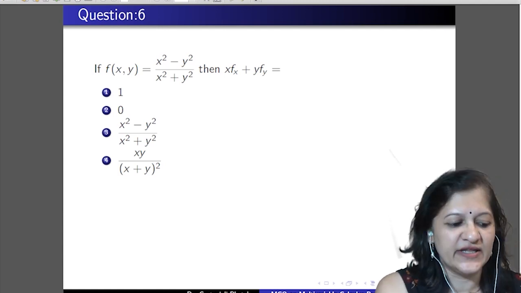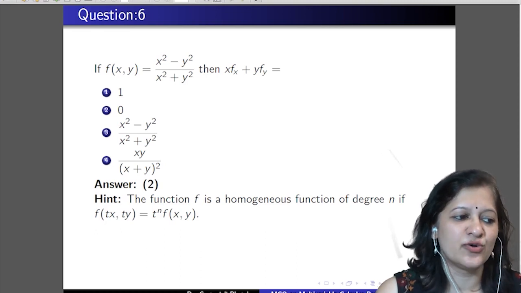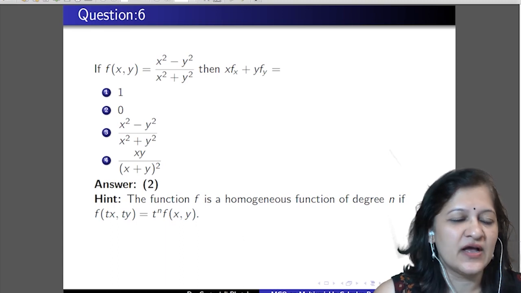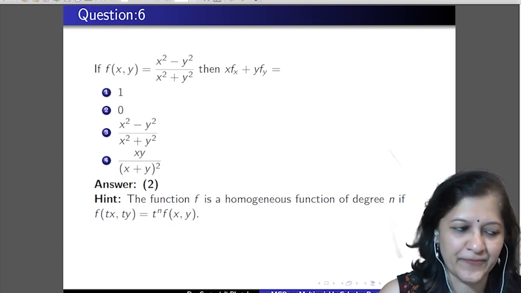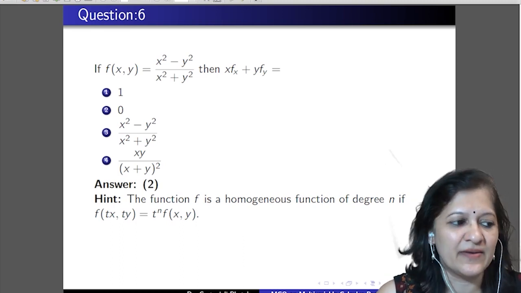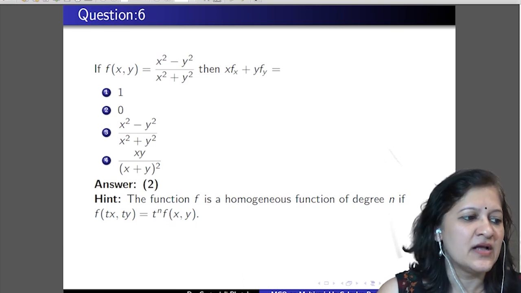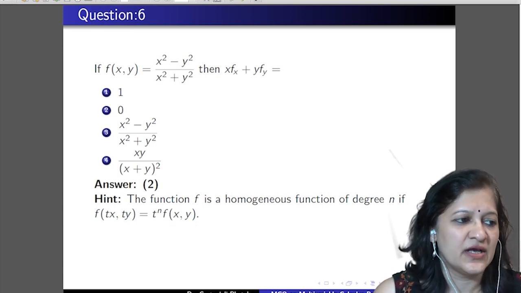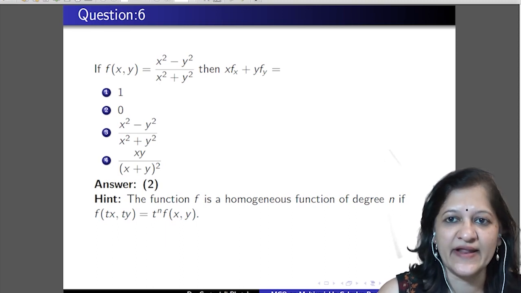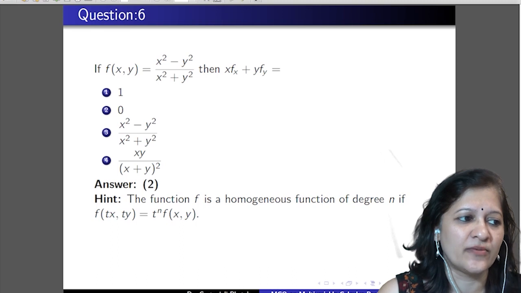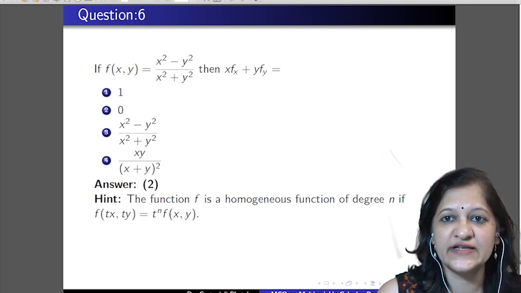For Euler's theorem, we need a homogeneous function. What is a homogeneous function? A function f is a homogeneous function of degree n if f of tx, ty equal to t raised to n times f of x, y. If you replace x by tx and y by ty, then you get t raised to n times f of x, y. Now you observe that the given function is a homogeneous function of degree 0 because if you replace x by tx and y by ty, then t square gets cancelled from numerator and denominator. So f is a homogeneous function of degree 0.